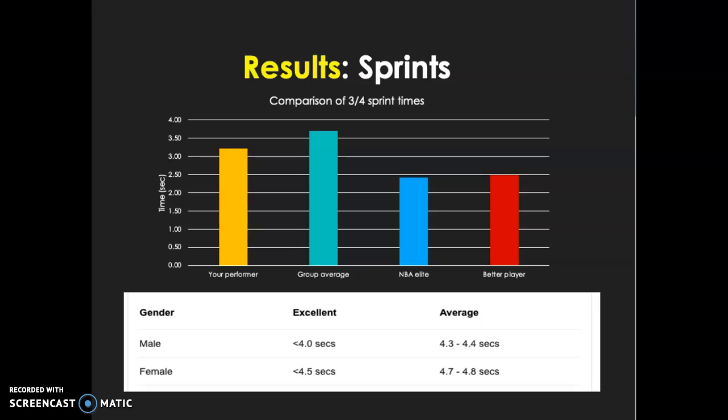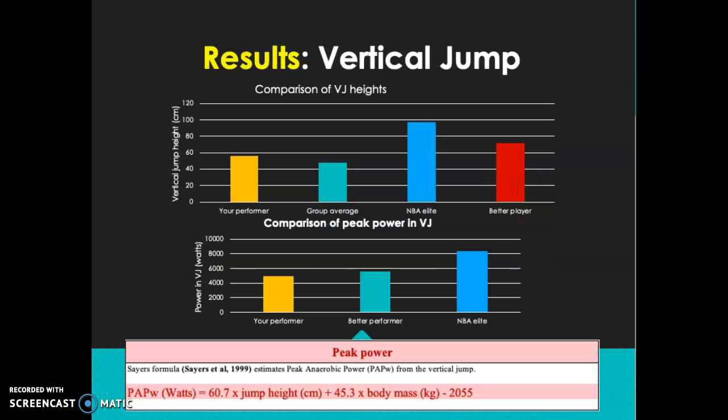Next, moving on to the results for vertical jump. On the top graph, we can see the comparisons of vertical jump heights. We can see again that my performer is in yellow, and they have a fairly good vertical jump height of 56 centimeters. This compared to the group average is very good, as the group average is only 48 centimeters. This shows that my player has a vertical jump that is 8 centimeters higher than the group average.